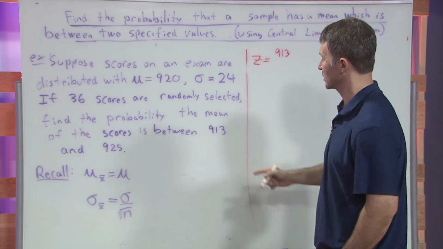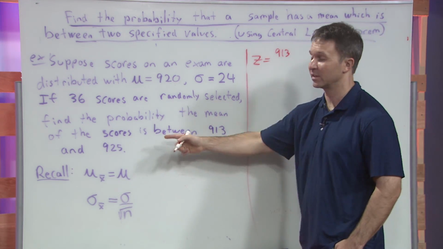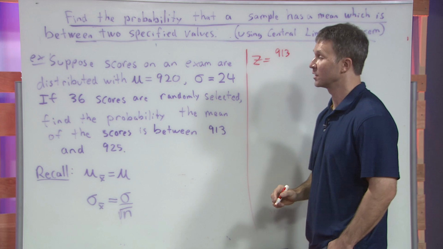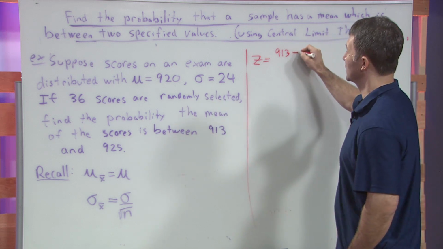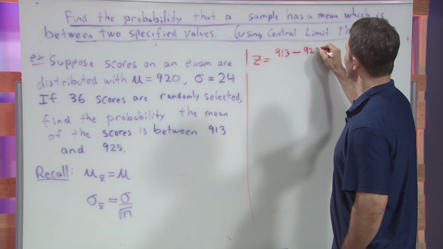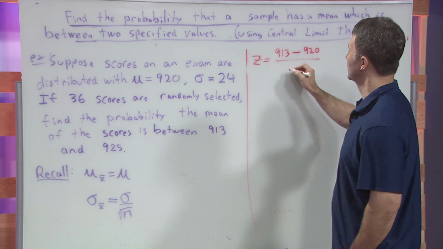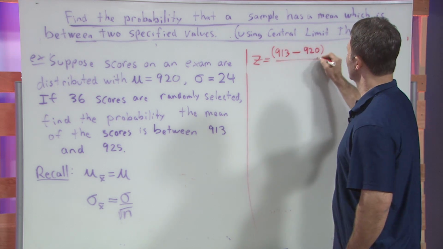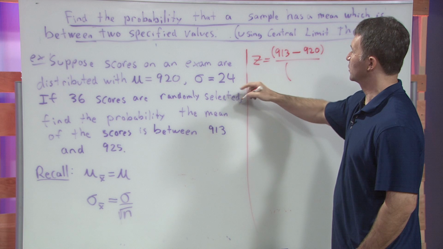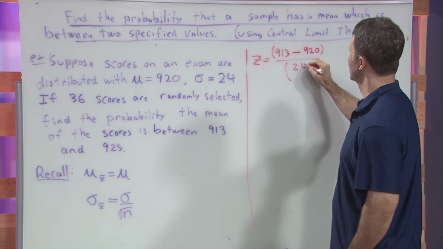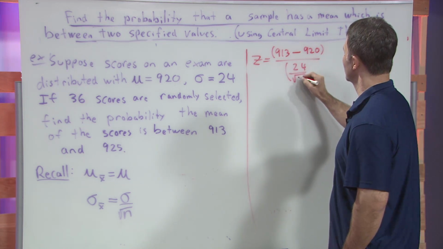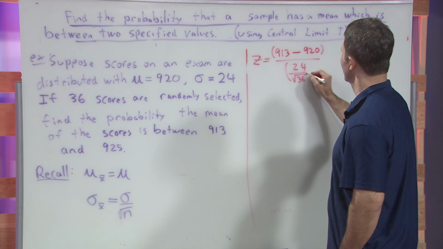Two separate z-scores. A z-score for 913 and then a z-score for 925. So it's going to be 913 minus 920 over 24 divided by the square root of 36.